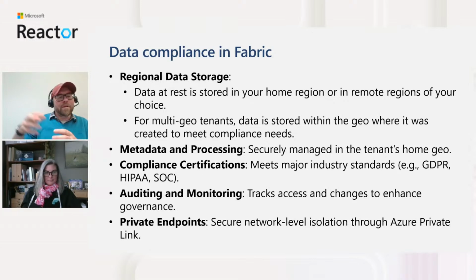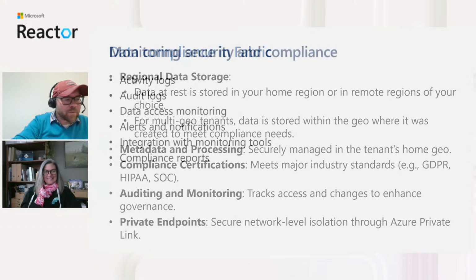But maybe if you're in a production environment, you don't want to do this. Maybe you want to have an additional layer of security. And what you can do is use a private endpoint, so you have network level isolation through Azure Private Link, right? This would be something I would recommend to clients when they use it in production, right? So let's have a look at the monitoring and security compliance, what we can do there.